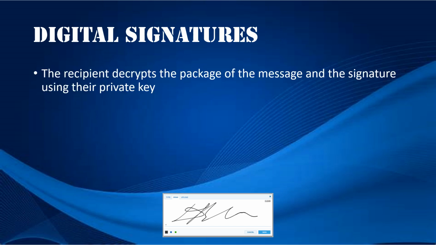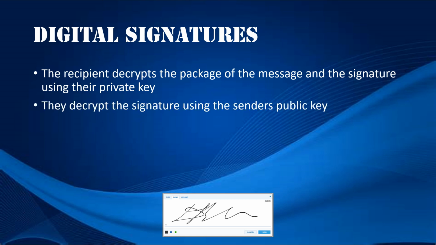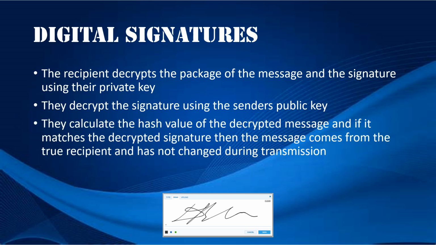The recipient then decrypts the package of the message and the signature using their private key. They can then decrypt the signature using the sender's public key. They then calculate the hash value of the decrypted message, and if it matches the decrypted signature, then the message comes from the true sender and is not changed during transmission.